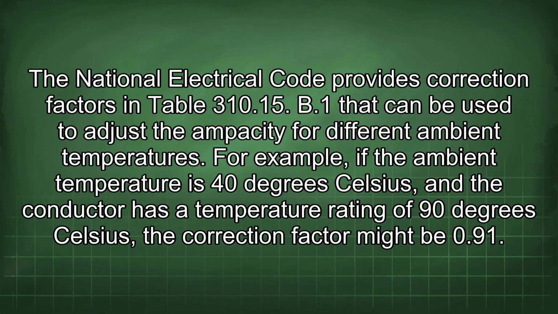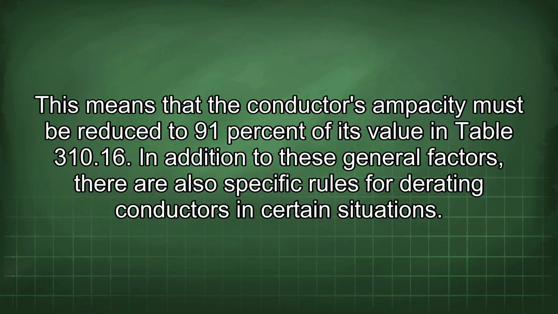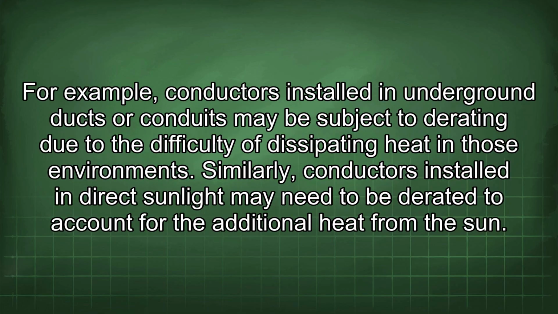For example, if the ambient temperature is 40 degrees Celsius and the conductor has a temperature rating of 90 degrees Celsius, the correction factor might be 0.91. This means that the conductor's ampacity must be reduced to 91% of its value in Table 310.16. In addition to these general factors, there are also specific rules for derating conductors in certain situations. For example, conductors installed in underground ducts or conduits may be subject to derating due to the difficulty of dissipating heat in those environments.